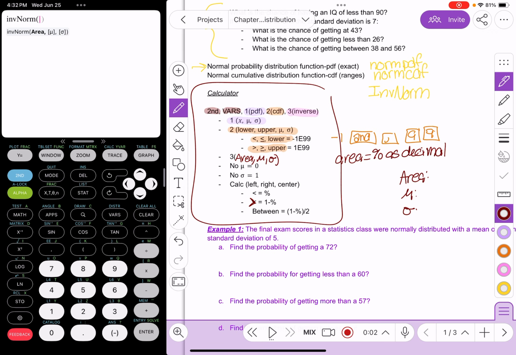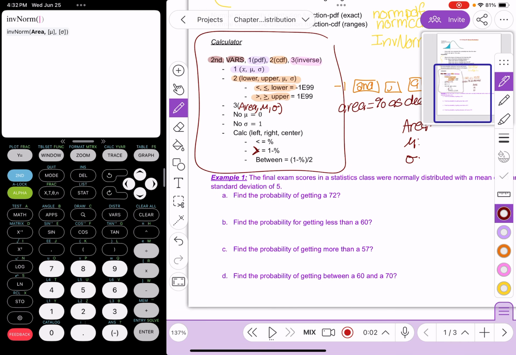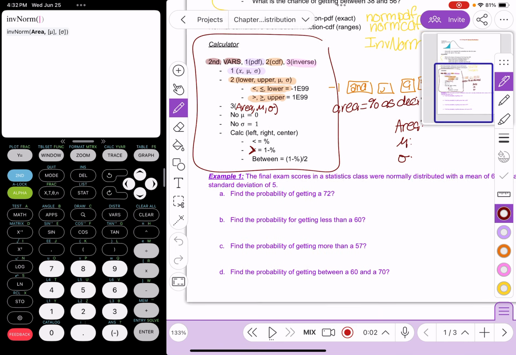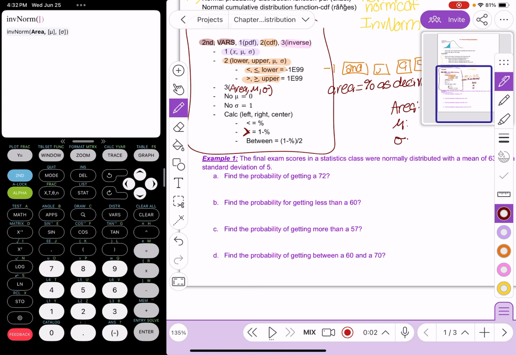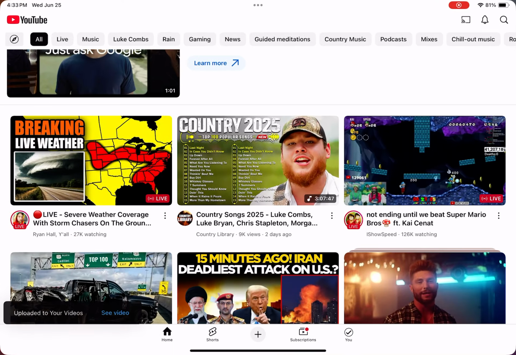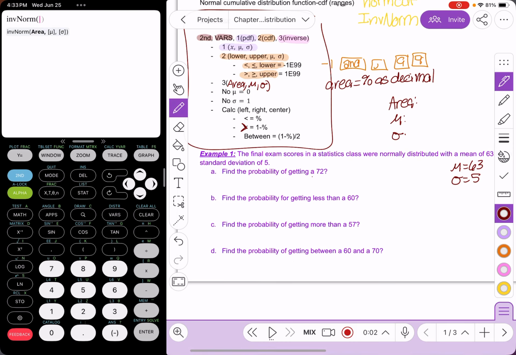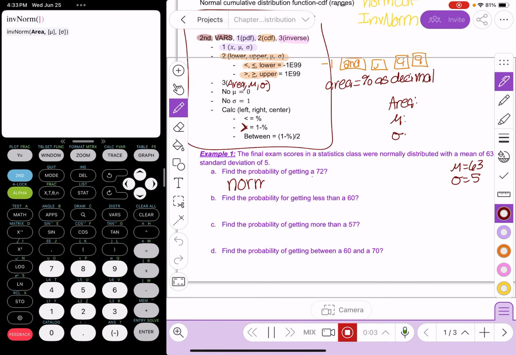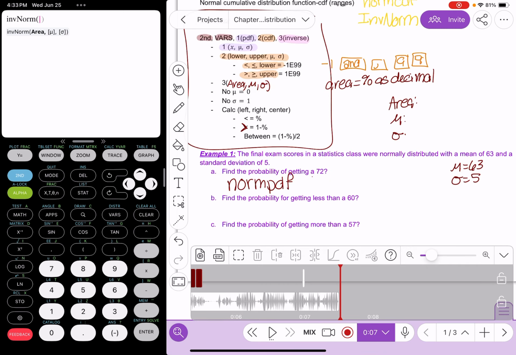So now we'll do examples of each of those, like in this problem, just so you can see how that works. All right, so final exam scores in a statistics class were normally distributed with a mean of 63 and a standard deviation of 5. Find the probability of getting a 72. So 72 is an exact number. What am I doing? So it's going to be norm PDF. So exact number tells us norm PDF.